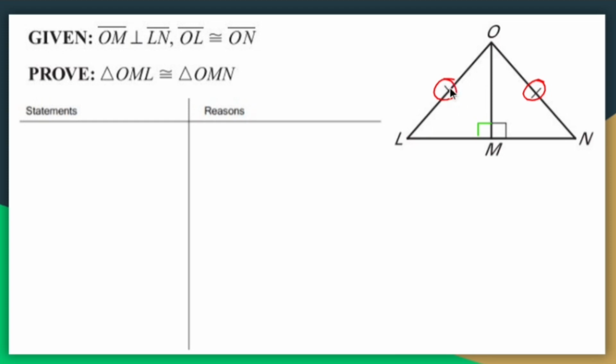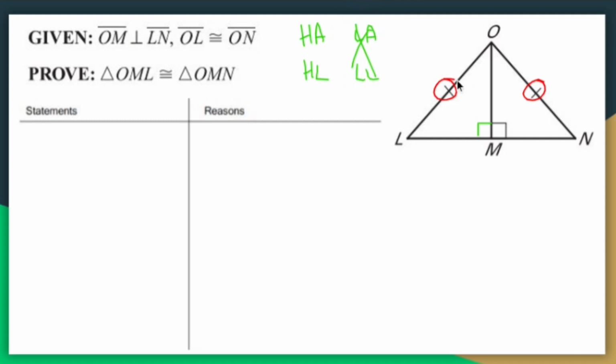Now, if they're right triangles, I have HA, HL, LA, and LL. So I have the ones involving a hypotenuse. So these guys are out of the question.